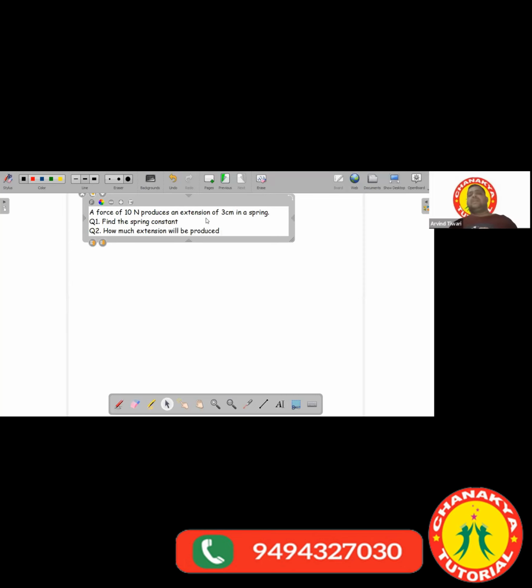The next one is how much extension will be produced if a force of 35 Newton hangs on the spring. Do these two questions. In the first one, you have to find out the value of the spring constant. Do mention the unit also. When you are finding the answer, do mention the unit of your answer. Like the spring constant will have the units Newton per meter.